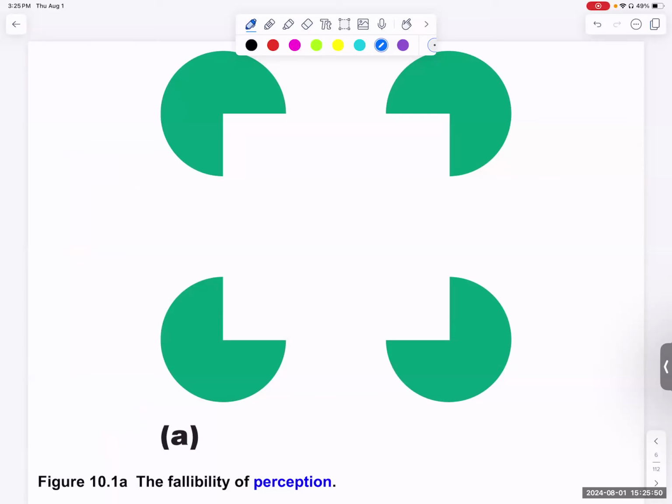So to talk about the fallibility of perception, eyewitnesses aren't the greatest. Because if I were to say, hey, what do you see right now? What are you looking at? Most of you right now are looking at it and going, yeah, there's a square, right? And you're thinking, oh, a square. But is it a square? No, this is just a blank space. What we're really seeing are four green Pac-Man.